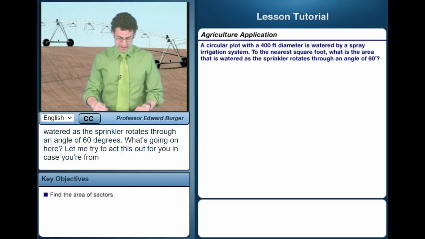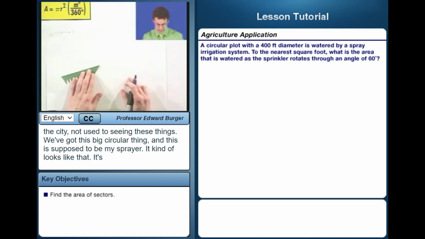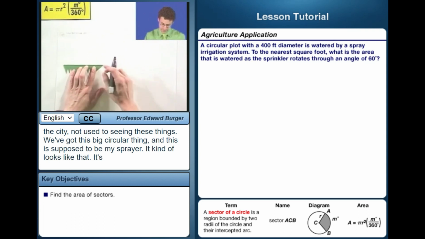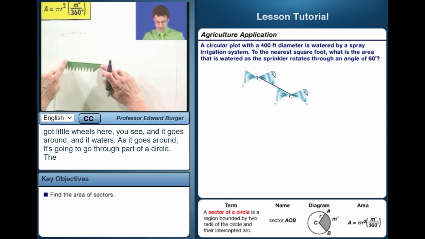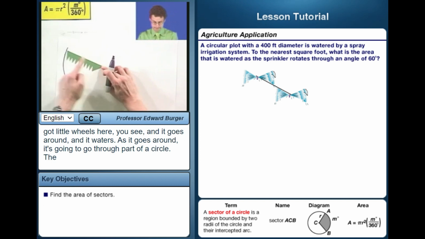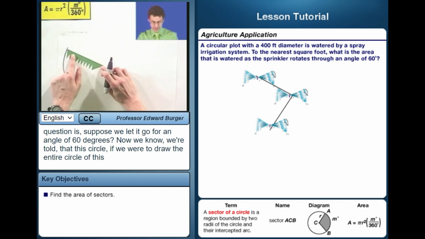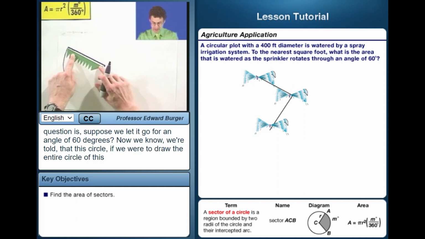Well, let me try to act this out for you in case you're from the city, not used to seeing these kinds of things. We've got this big circular thing, and this is supposed to be my sprayer. It kind of looks like that. There're little wheels here, and then it goes around and it waters. And the question is, as it goes around, it's going to go through part of a circle. And suppose we just let it go for an angle of 60 degrees.